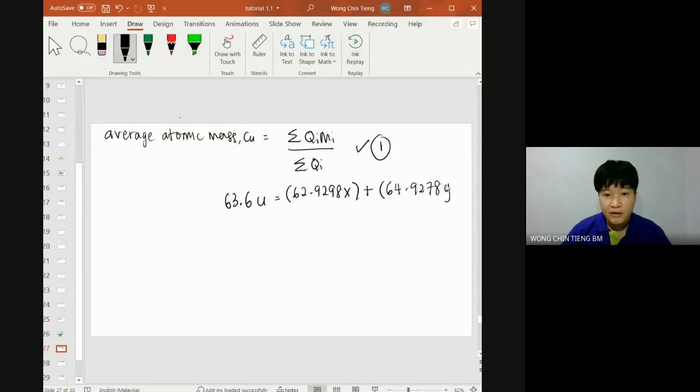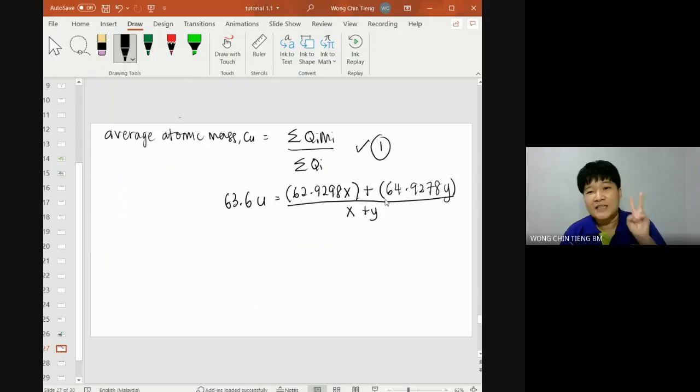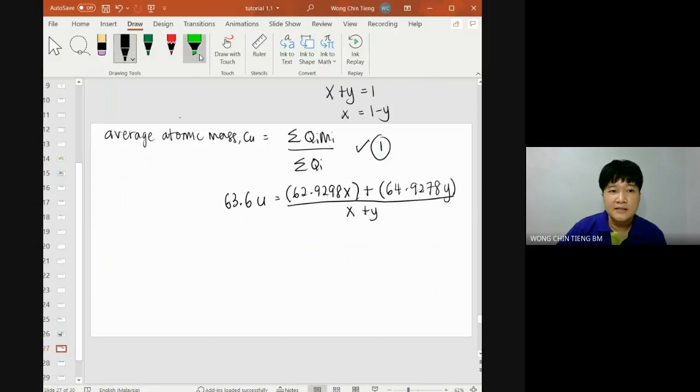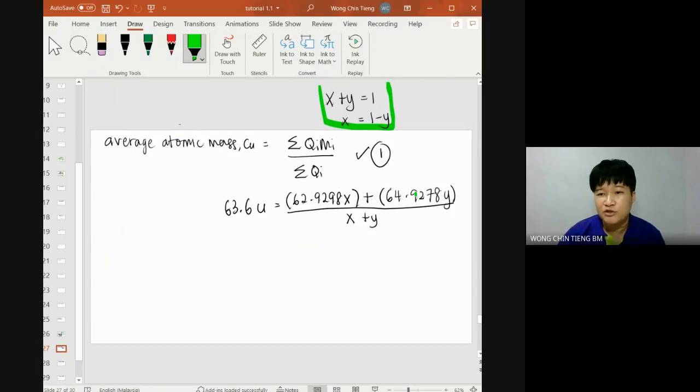64.9278. Am I right? Pandai. My brain still functioning. X plus Y. And the only two equations that you need right now are X plus Y equals to 1, and X equals to 1 minus Y. This is the only thing that you need at this moment to solve this whole thing.